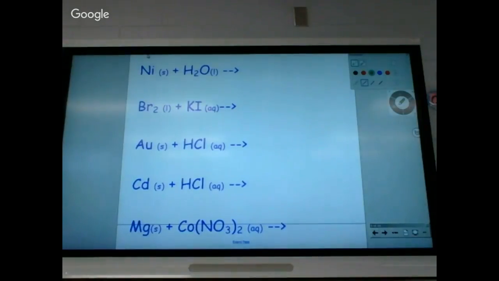You answer yes. You predict the problem. Just like what we've been doing, if you answer no, you write no reaction. Well, after we figure out how to displace the other thing.